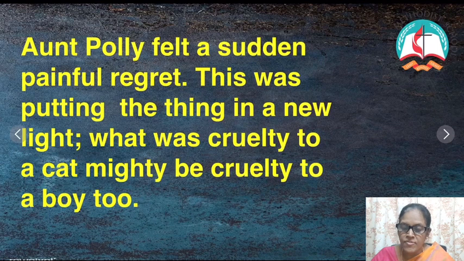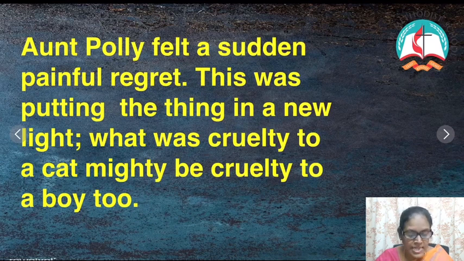And Polly felt a sudden painful regret. This was putting the thing in a new light. What was cruelty to a cat might be cruelty to a boy too. She scolds him for being so cruel to the cat, for which he answers, the cat doesn't have an aunt to take care of it. And that is why he had given the medicine out of pity.